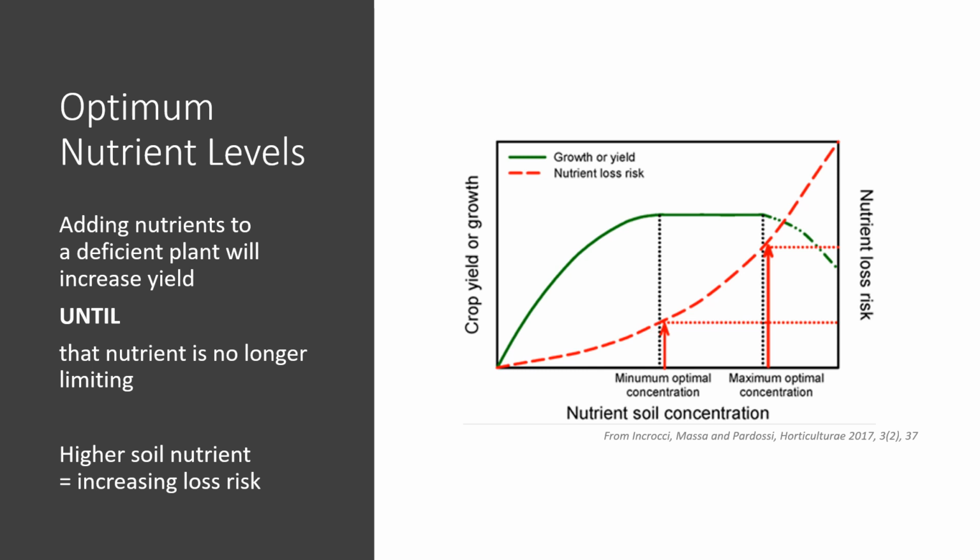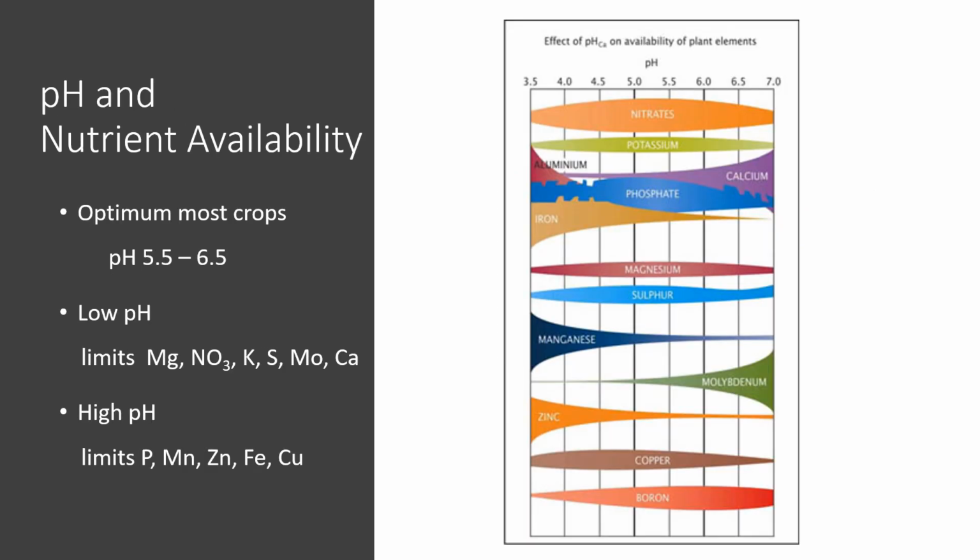This figure shows the relationship between crop growth, nutrient loss risk, and nutrient in the root zone for nutrients such as nitrogen. The pH conditions of the soil affect nutrient availability, and at either extreme, too acidic or too basic, plant growth will suffer even if soil nutrient levels are optimum. Optimum pH will vary for different crops, however, it should generally be between 5.5 and 6.5.